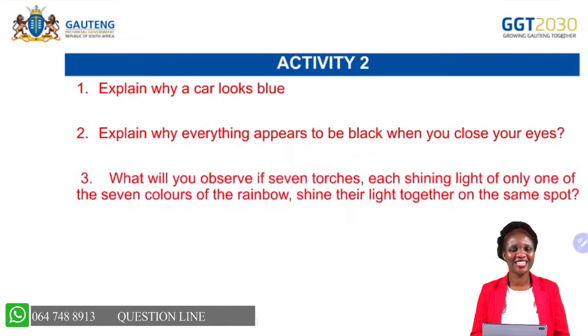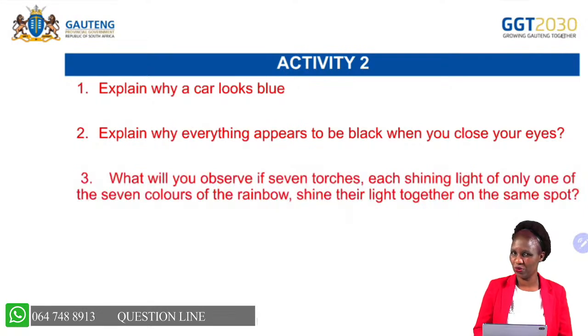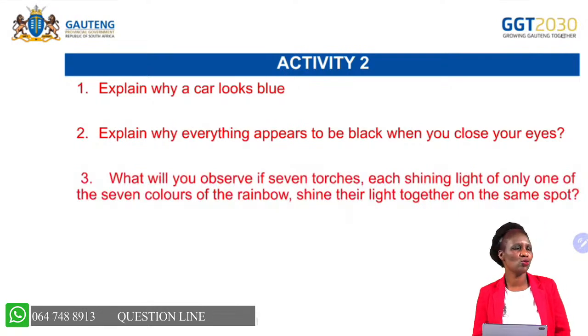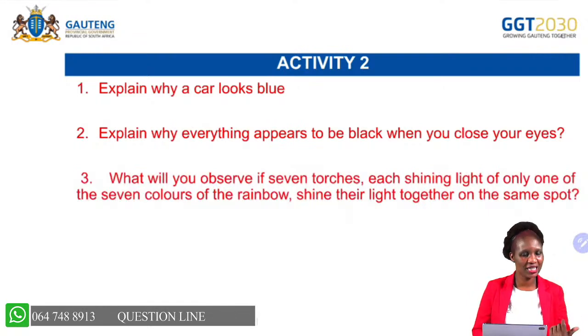Hope you are done, grade 8, writing your activity. Explain why a car looks blue. Why would a car look blue, grade 8? It is because if the white light strikes an object and then blue is reflected to our eyes, therefore we'll see it as blue. And then number 2, explain why everything appears to be black when you close your eyes.